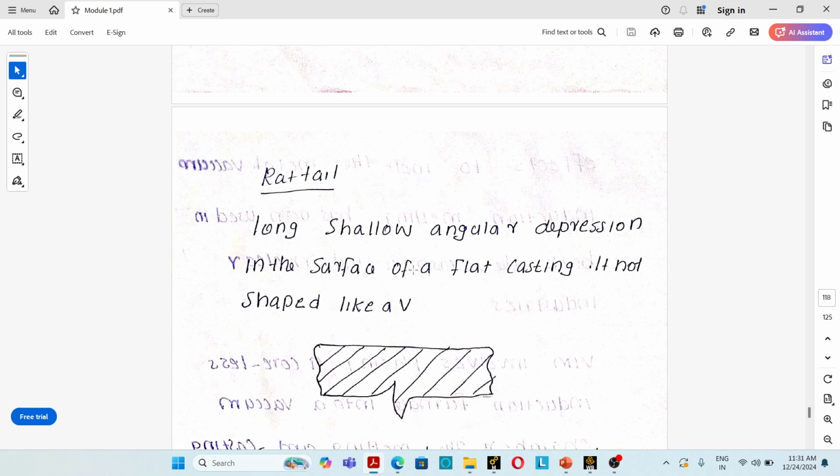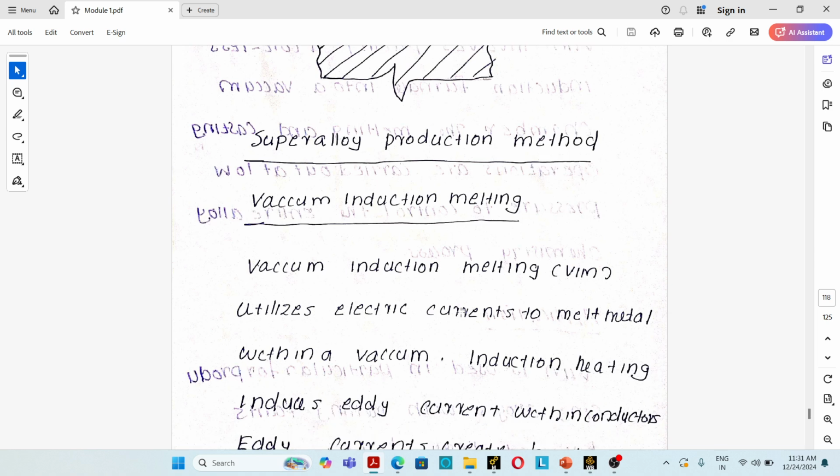This is a very important topic. There is a chance that a question will be asked in this portion. Explain the different types of defects in casting, etc. So we have internal defect, surface defect, and visible defect. Okay. So we are moving to the last topic in the first module.